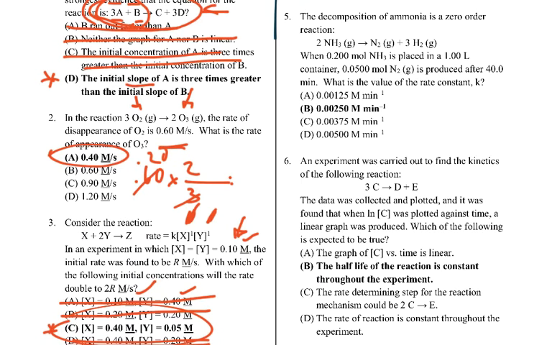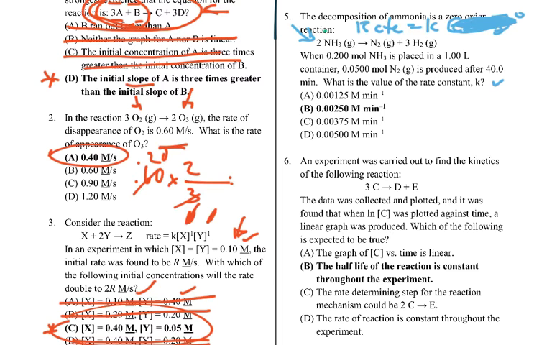Okay, for number 5, the decomposition of ammonia is a zero-order reaction. So what that means is if we had rate equals K times the concentration of NH3 to the zero order, that is going to just turn into 1. So rate equals K. So we say, what's the value of K? Well, that's just the rate. We just have to find the rate of the reaction in terms of ammonia.